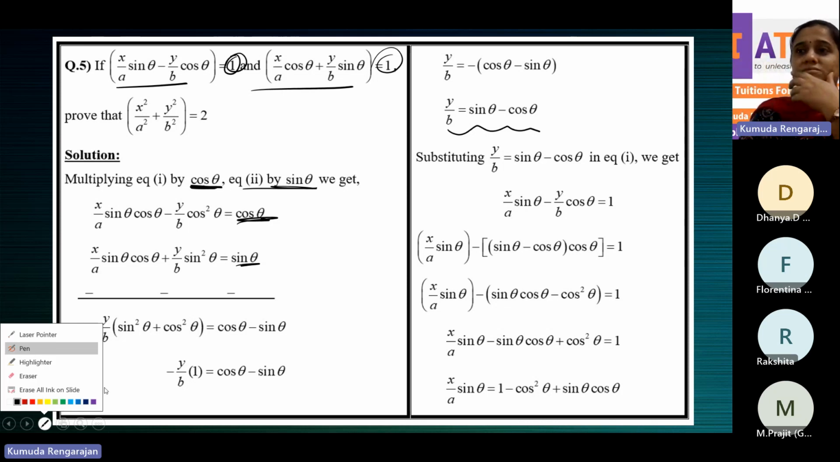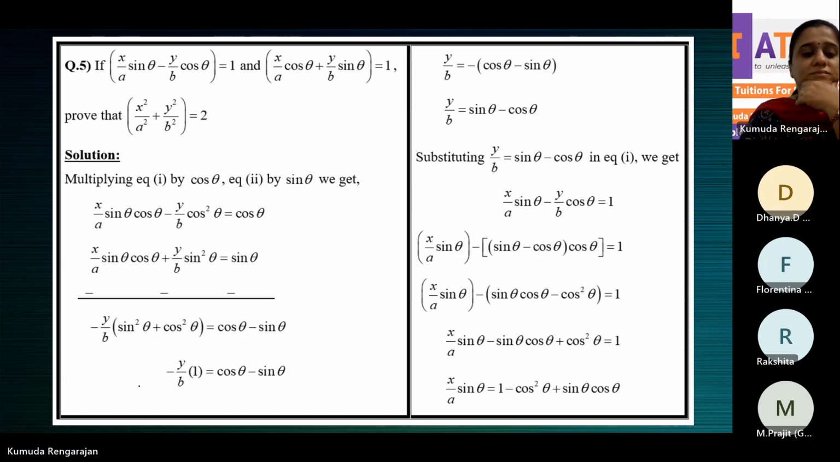You wrote 1? No, like, did you write 1 and then strike it out and write? Anybody here wrote 1 and then strike it and wrote sine theta, cos theta?